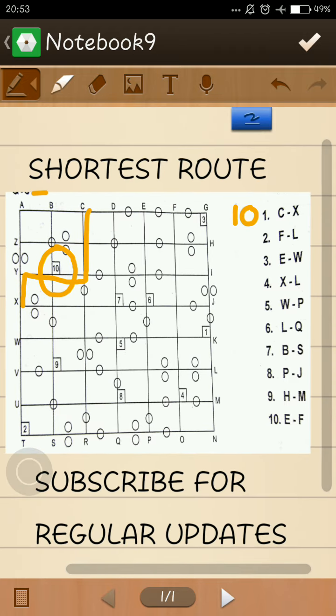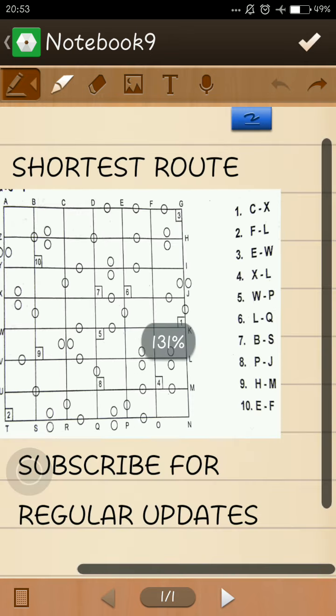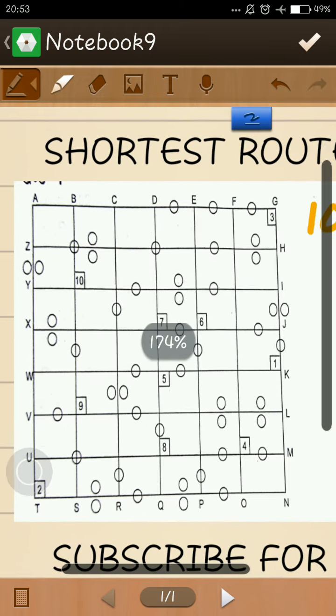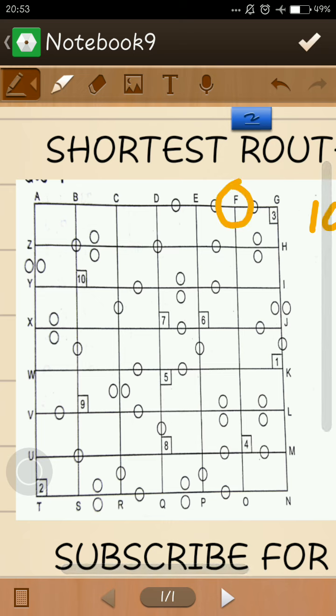Now comes the second question. This is F to L. Now see the 2 points F and L. F is here and L is here. Now I will have to cross at least one platform between these two places. So I will choose this way. Okay, this is going straight. So platform number 1 comes in this way, so I can say that this path will touch the platform number 1. So I can say the answer is 1.